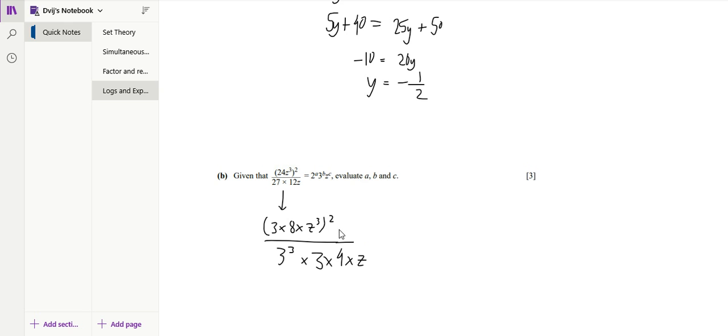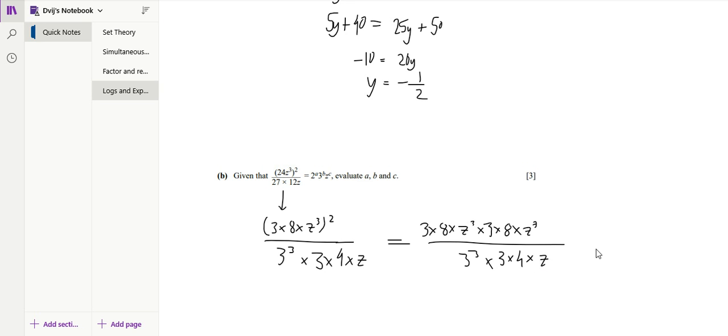So if we go ahead and expand out what we have at the top, this is essentially saying 3 times 8 times z cubed times 3 times 8 times z cubed. So all we have to do is just raise each thing to 2, because we're saying it's 3 times 8 times z cubed times 3 times 8 times z cubed again, and the whole thing divided by 3 cubed times 3 times 4 times z.